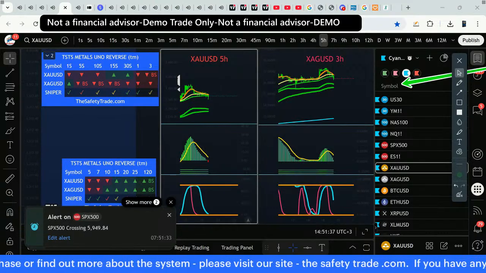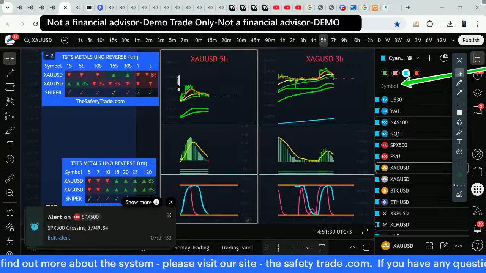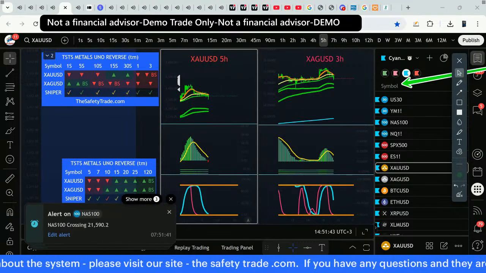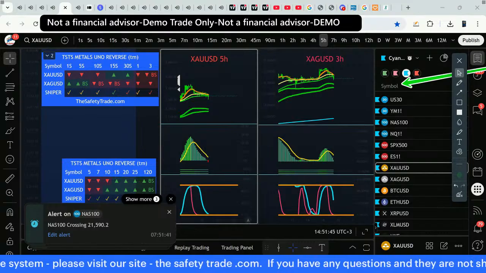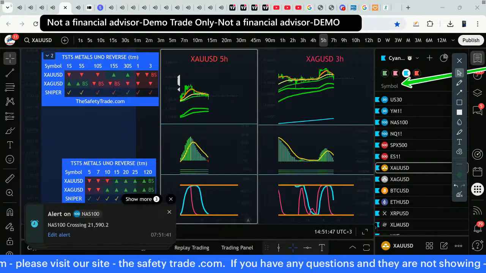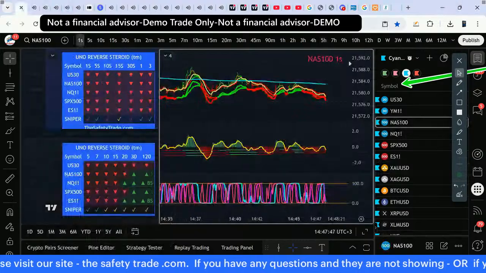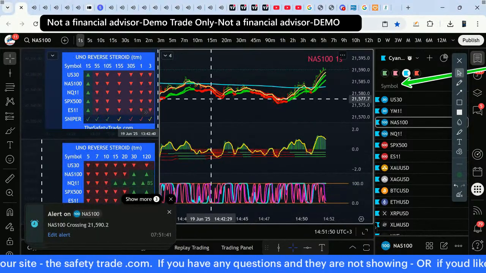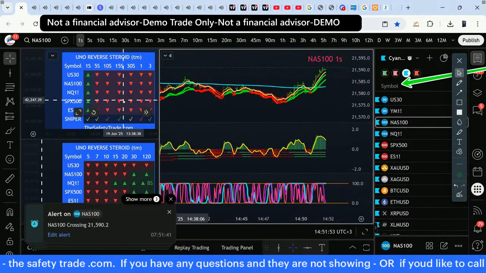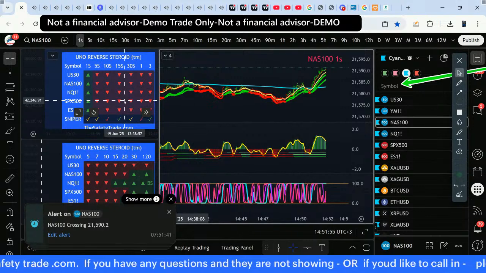SPX one. Seems like we're being triggered. We're being triggered. See, trigger. All green. All green. Alerts.